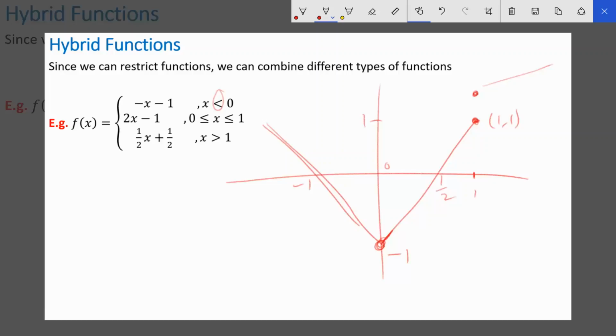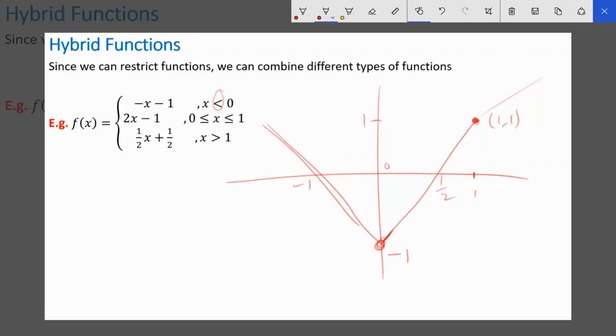So if x was equal to 1, you've got half plus half, that's 1, which happens to be exactly at the same point. So I know it starts at the same point, and I sketch that. And so that's my hybrid function. That's me doing it by hand. Okay, but that's what you're expected to do.